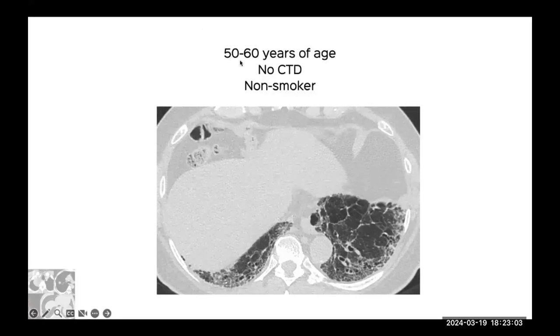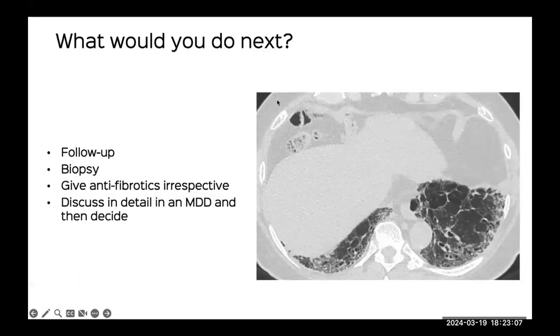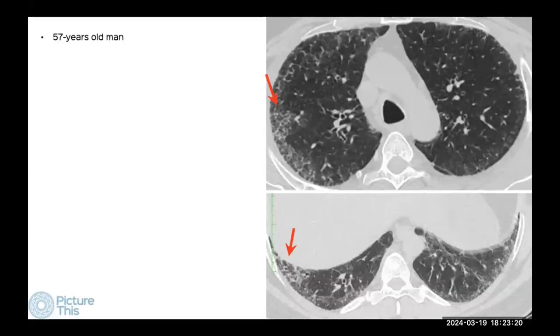But what if the patient is in the age group of 50 to 60, no connective tissue disease, non-smoker? What would you do next? And that is where we have a challenge, because you would need to try and show that this is not UIP-IPF if we want a better prognosis for the patient. For example, this is a 57-year-old man. You have reticular opacities, you have a little traction bronchiectasis. There is some temporal and spatial homogeneity. We even thought there was a little bit of subpleural sparing.